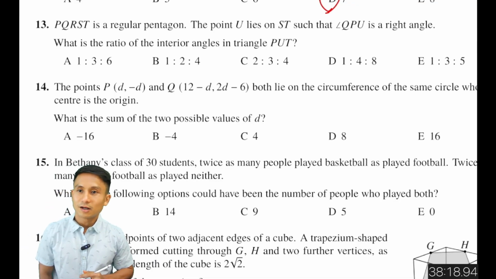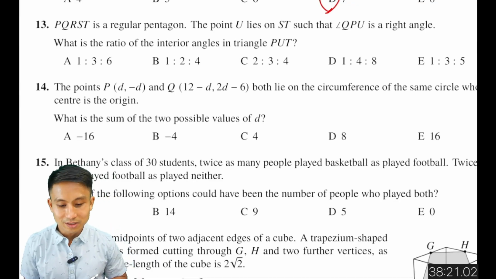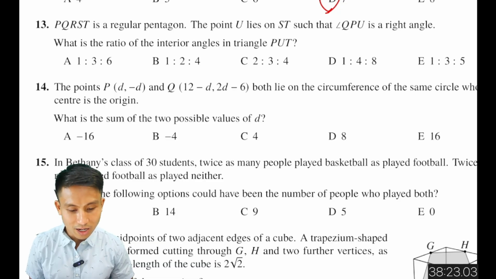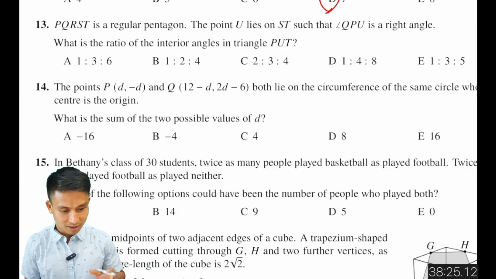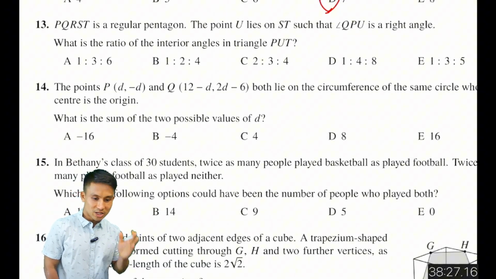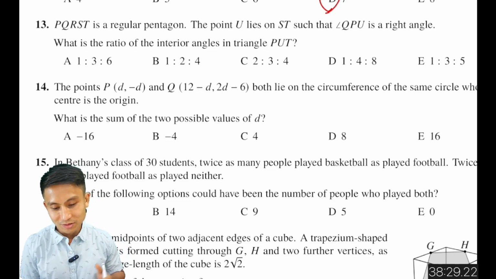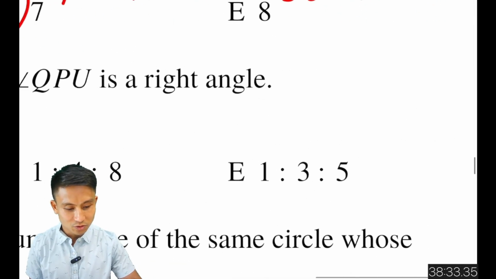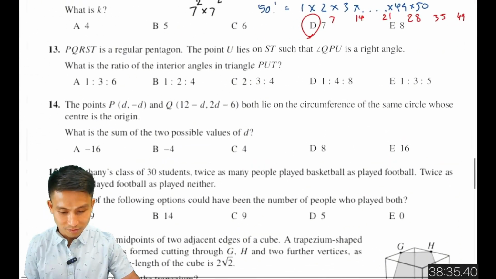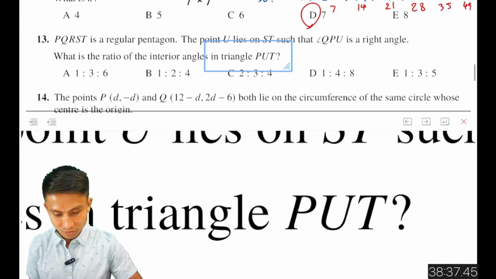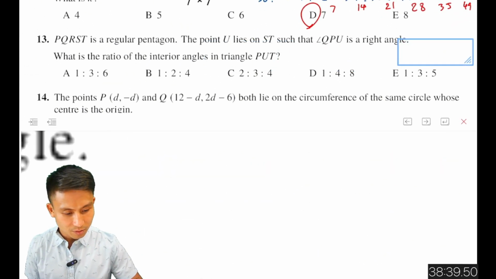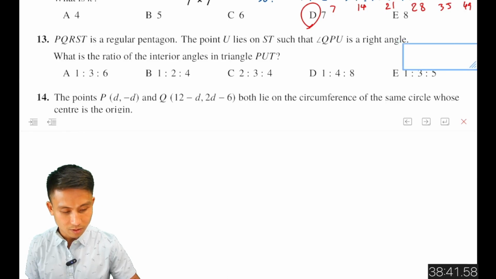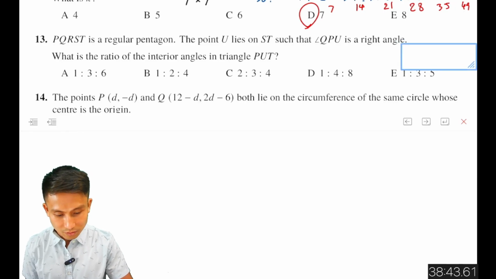Next, question 13. PQRST is a regular pentagon. Point U lies on ST such that the angle QPU is a right angle. What is the ratio of the interior angles in the triangle? So we should draw this roughly first. Probably I'm going to use this tool again. I'm going to put it here maybe. So let's draw that out. A regular pentagon looks like maybe like that.